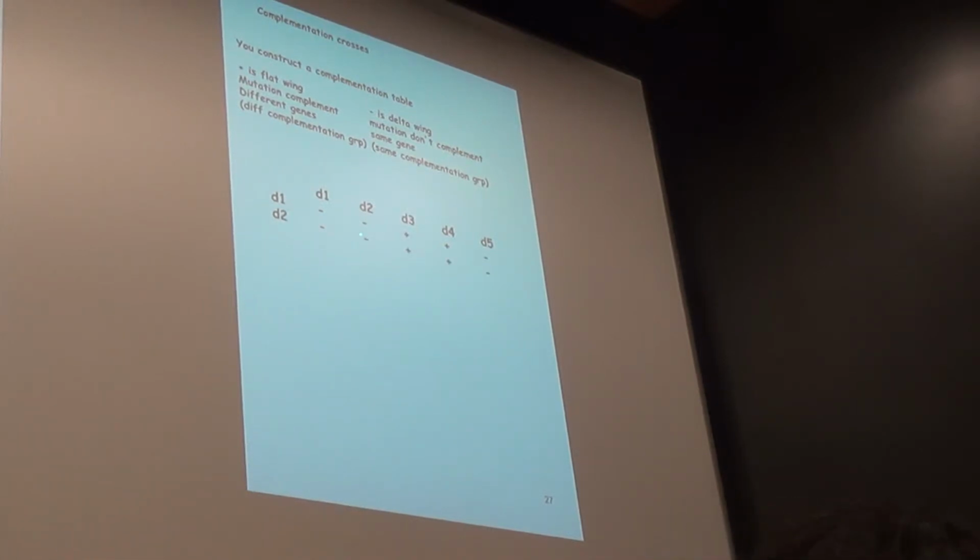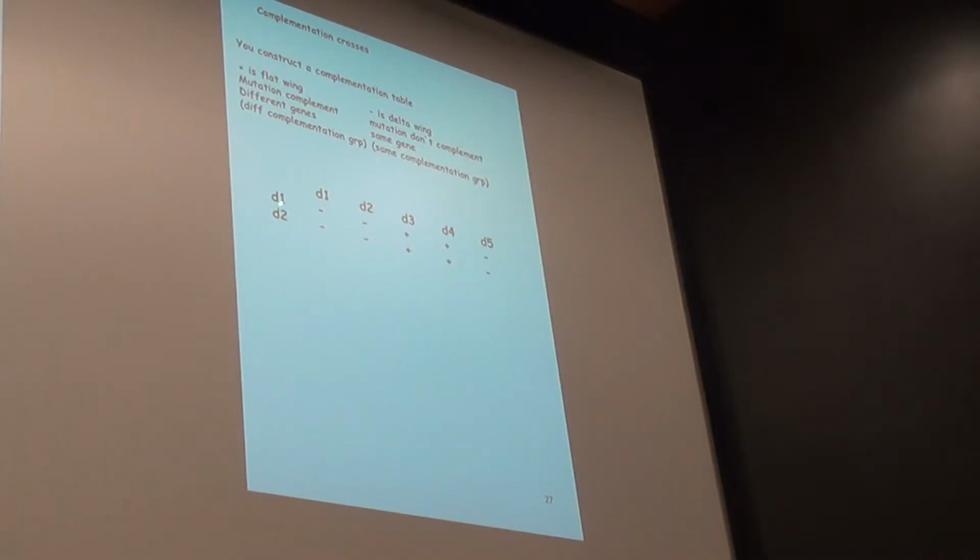Then you go on to the next cross, D2. You cross D2 to D2, D2 to D3, D2 to D4, and D2 to D5. You don't have to cross D2 to D1 again because you already crossed D1 to D2, which is the same thing. Right? So very often complementation tables are only shown as a triangle. Just the top half, the bottom half is missing because it's just a mirror image of the other.